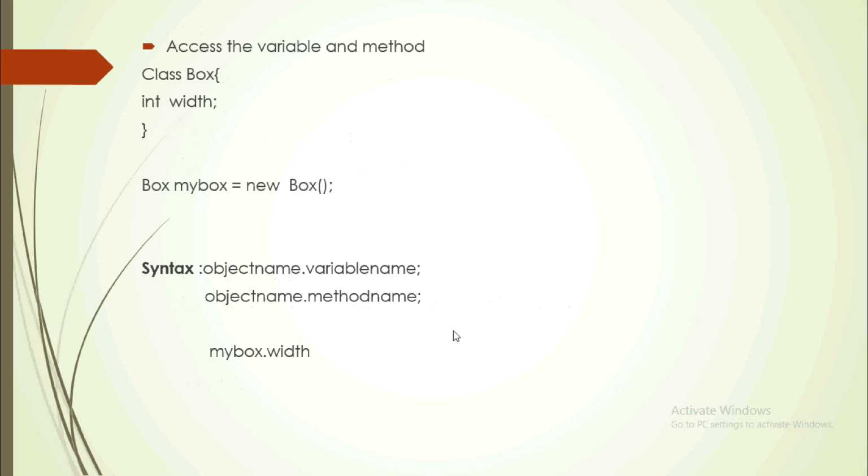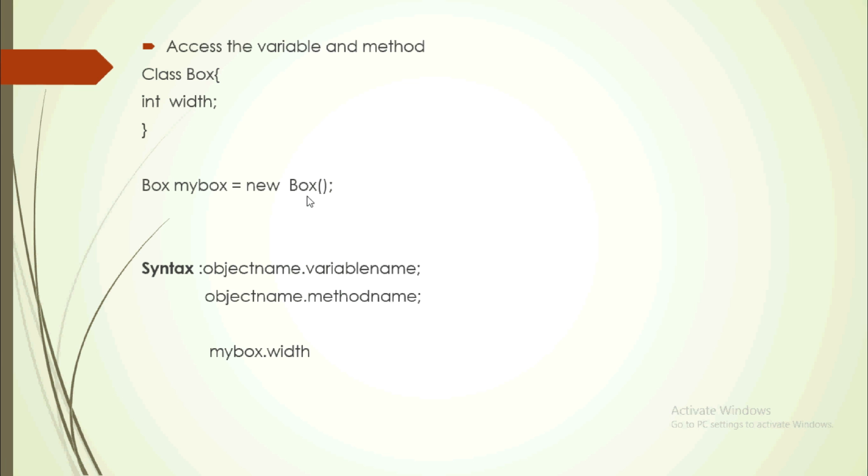Now how to access the variable name? This is a very important thing. For example, I created a class Box. I wrote a variable int, which is type then variable name. Now I am creating an object whose object name is myBox. This is the class name, object name equal to new Box, and this is again the class name.